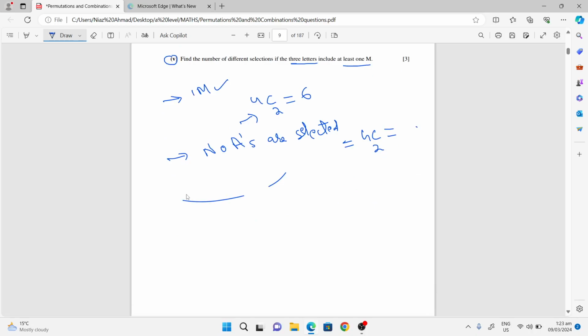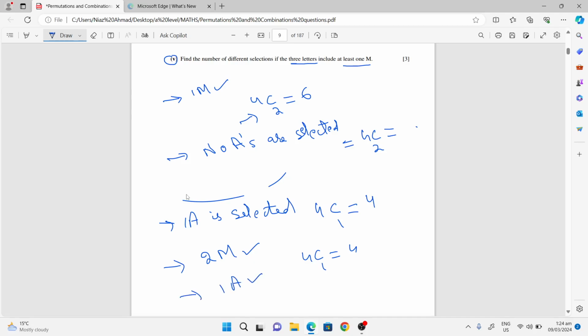But in the third situation, 1A is selected. If 1A is selected and M is already selected, then you can say it is 4C1. The answer would be 4. And the next condition, if 2 M's are selected, then one letter should be selected, 4C1. It would be 4 as well. If 1A is selected, then you can select one other letter. So 2 M's and 1A, so it would be 1.